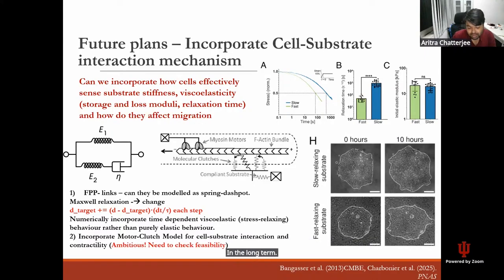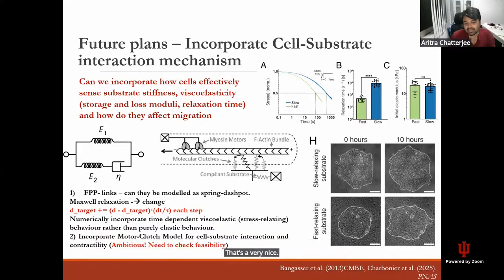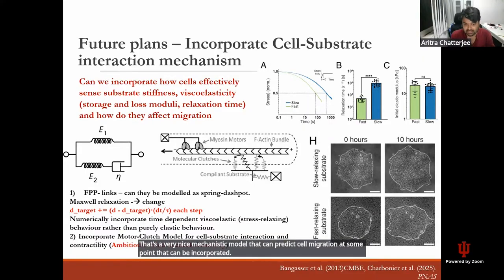Another thing, this is probably very ambitious. I don't know if it's feasible, but in cell mechanics, when we try to measure cellular contractility, there are these models by David Odde, these motor clutch models, which determine how the cell binds to the substrate. There are rate constants which determine binding and dissociation, which controls it. That's a very nice mechanistic model that can predict cell migration. If at some point that can be incorporated, I think that would be nice.